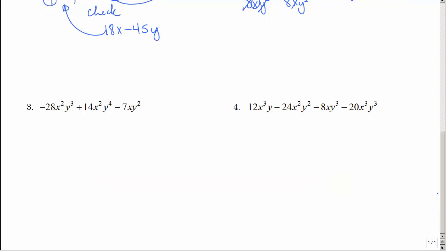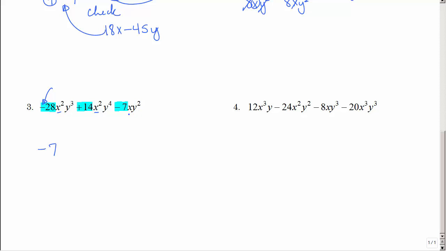Let's look at the next two examples. So as I look at number 3, and I look at these numbers, I have a negative 28, a positive 14, and a negative 7. Now you should know those three numbers are all divisible by 7, and we could say they're divisible by positive 7 or negative 7. Usually when we have a negative in the beginning, we like to take it out, meaning factor it out, divide it out. So I'm going to divide out by a negative 7 instead of a positive 7.